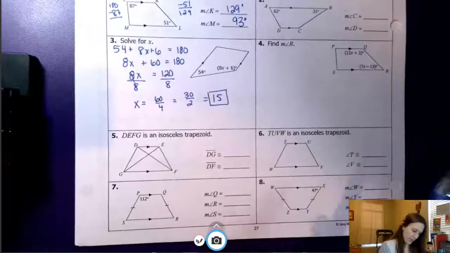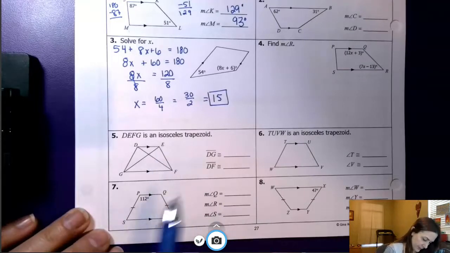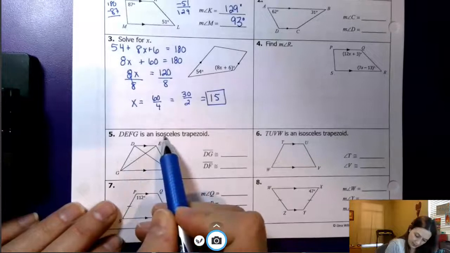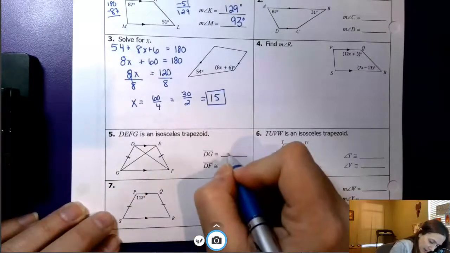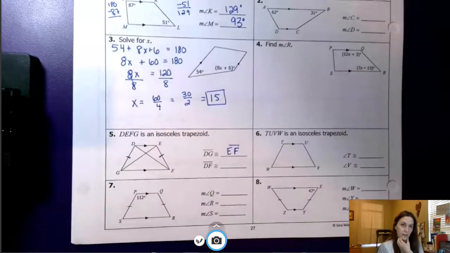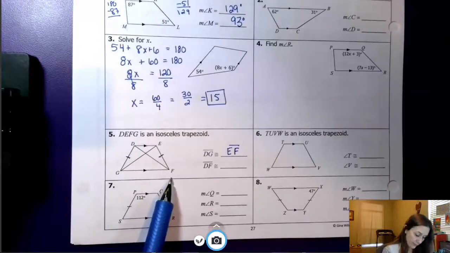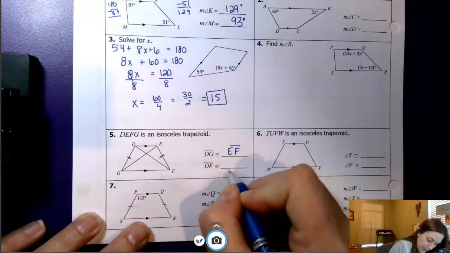Now 5 here, isosceles trapezoid. DG is going to be equal to, well, this is an isosceles trapezoid, DG has to be the same as EF over here. Line segment EF. Now DF is this diagonal. DF is going to have to be congruent to this diagonal. I'm going to call it EG.